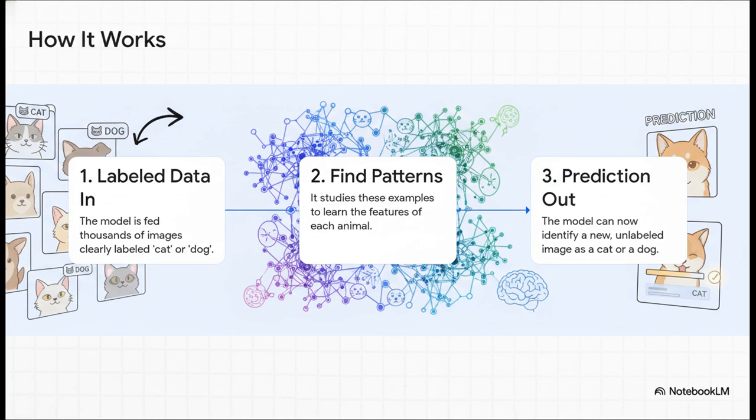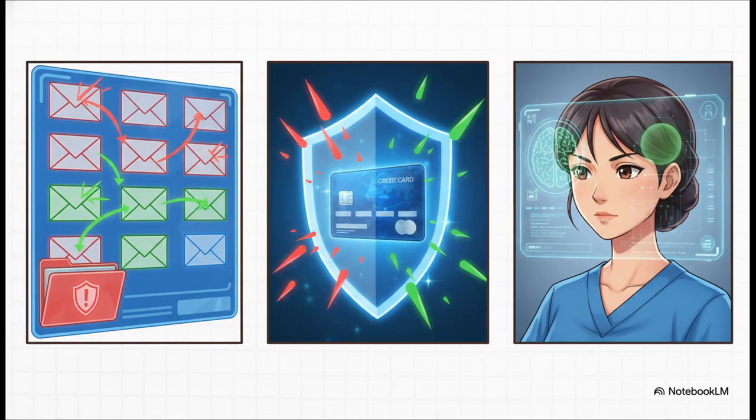And then the magic happens in step 3. You show it a brand new picture it's never seen before, with no label, and boom! It can tell you with pretty amazing accuracy if it's a cat or a dog, all based on those patterns it learned.